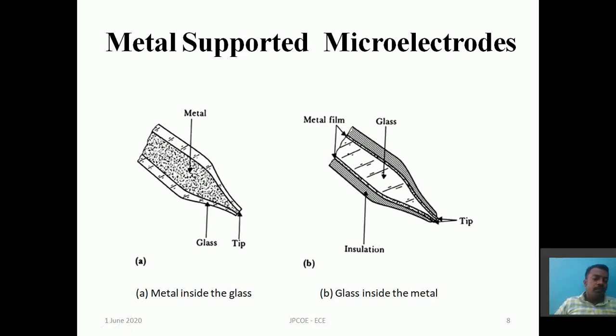This is another type. Here, metal supported means some metals are used for supporting purposes. Here we consider two things, glass and metal. It is divided into two types: metal inside the glass, and glass inside the metal. We will see them one by one.